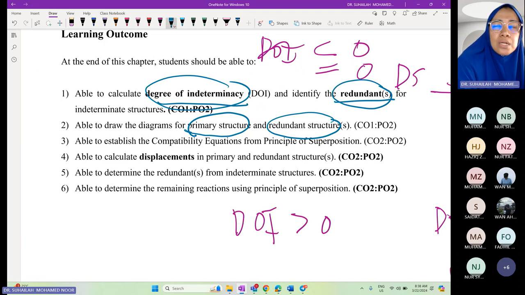Okay, so dalam topik ni, kita akan cover one redundant, two redundant. Okay, three redundant also, but once you understand two redundant, you can also solve three redundant, because we apply the same procedure. Now, okay, the next keyword is primary structure and redundant structure.